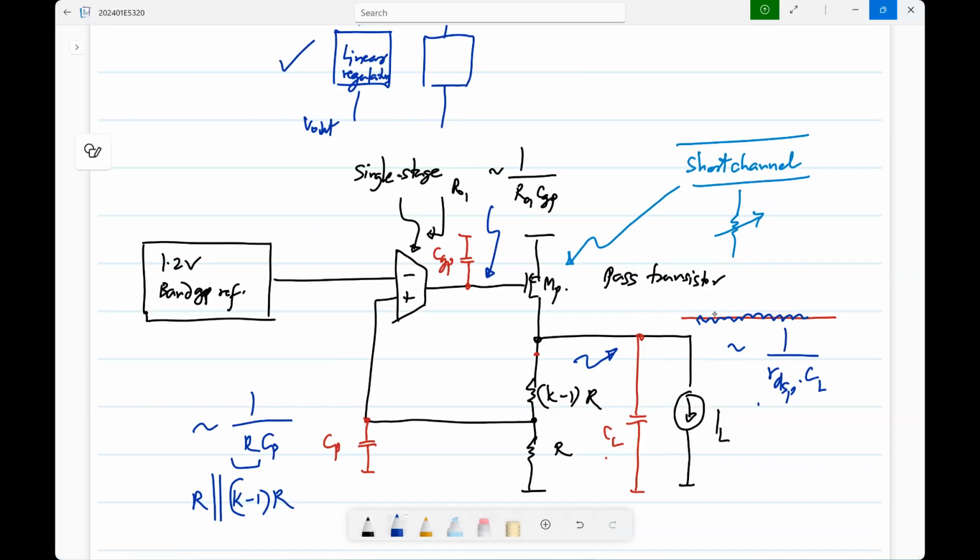Also, this itself is variable, right? If the load current is low, then this RDSP will be high, and the pole will be at a lower frequency. If the load current is very large, then the RDSP will be low and the pole will move out. You have to take care of all those conditions.